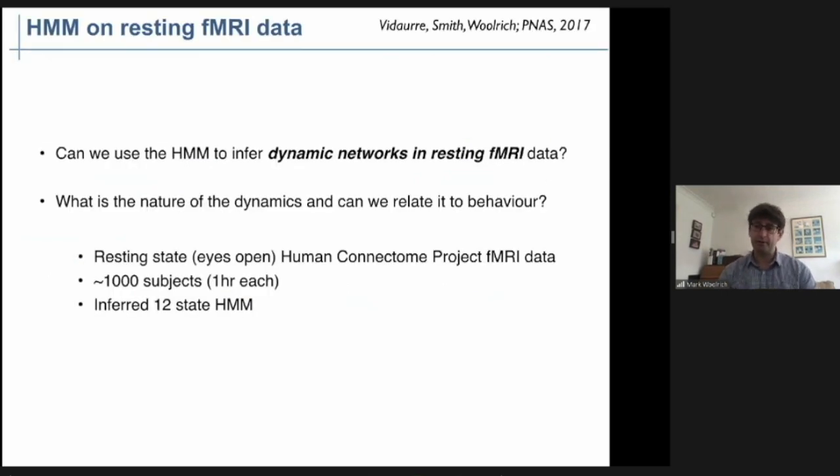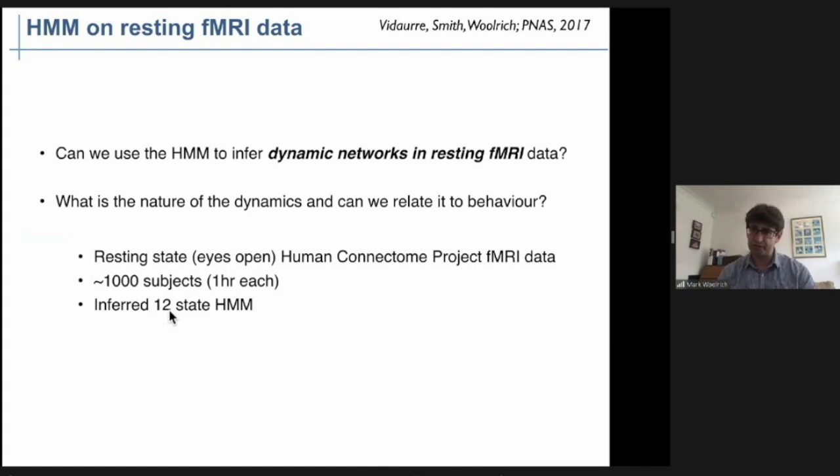This is work done by Diego Vidaurre, who's one of the main people who's worked on the HMM method and developed the toolbox that we use in our applications. In this first application to fMRI data, the initial ambition wasn't particularly lofty. It was simply to try and see if we could infer sensible dynamic networks in resting fMRI data. And then secondary to that, if we were successful, we wanted to see if the nature of the dynamics could be related to behavior. So we used data from the Human Connectome Project to do this, and we inferred 12 states.